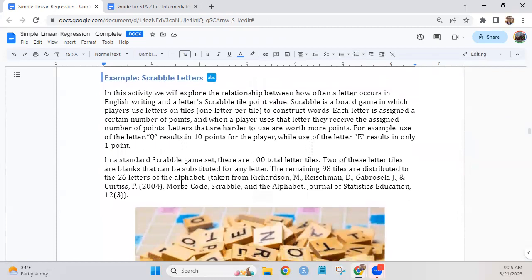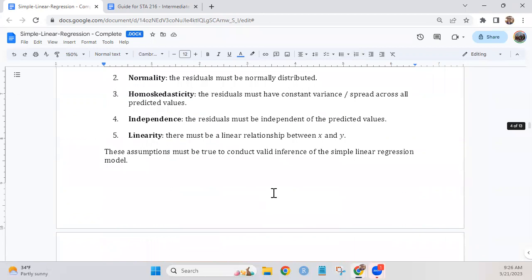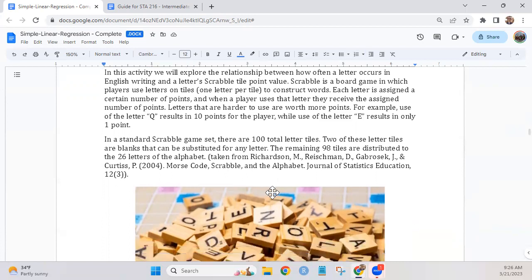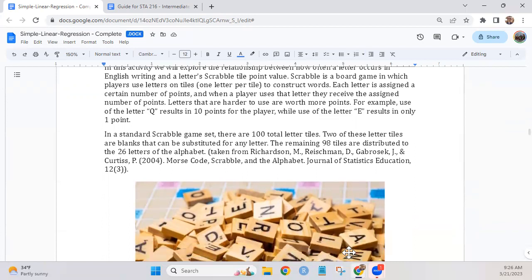Okay. All right, so we'll look at a real data set here, on Scrabble letters, which I thought was interesting. One of the other professors in the department thought of this. Scrabble is a game I played as a kid. It's older now. Has anyone played Scrabble before? Okay, great, so a lot of people have. The letters are worth different point values, right?